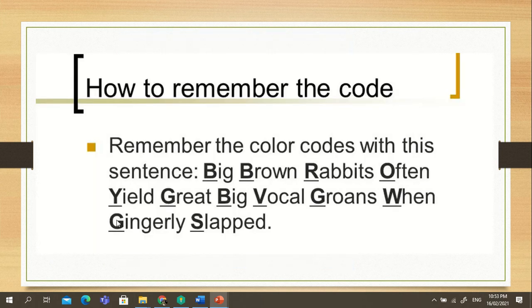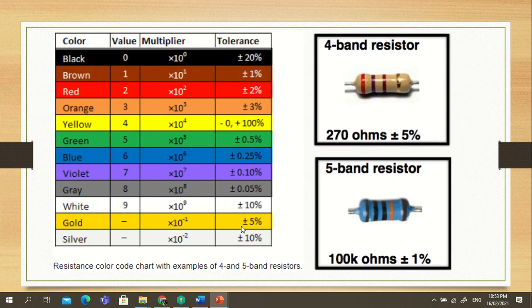Then next is gold, which is for the tolerance. Gold and silver. But there are times, class, that the tolerance is not gold or silver, like our example here. There are times that the tolerance is a different color. In that case, it's better to use this chart. Like for this one, the tolerance band is brown, so we use 1%. They have corresponding values when used for tolerance. So I think this is the perfect chart that you can use.